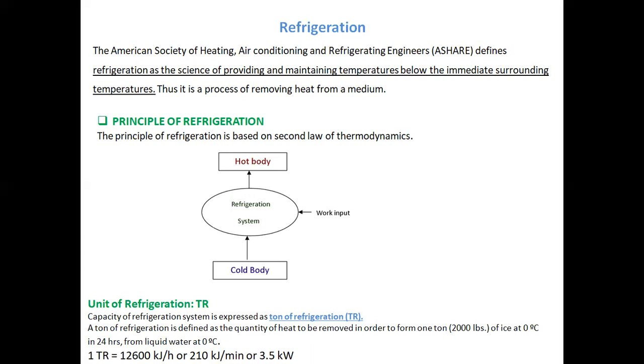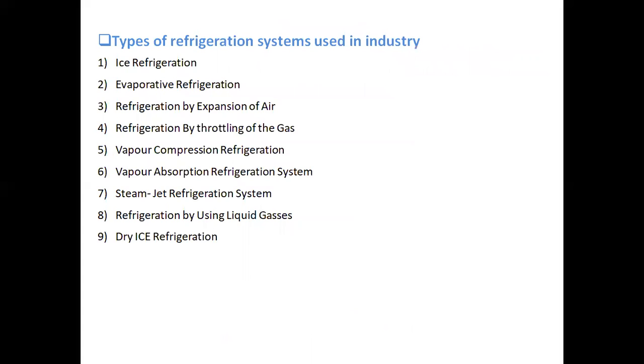So 1 TR is given as 12,600 kilojoule per hour, or 210 kilojoule per minute, or in kilowatt it is 3.5 kilowatt. So 1 TR is 3.5 kilowatt. Remember this number. Next, there are different types of refrigeration systems which are used in the industry.